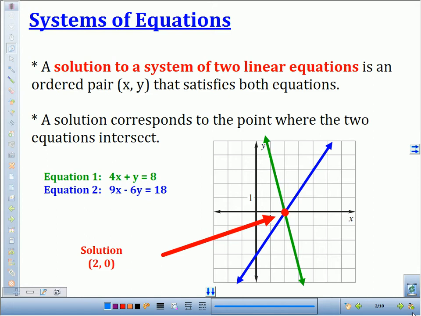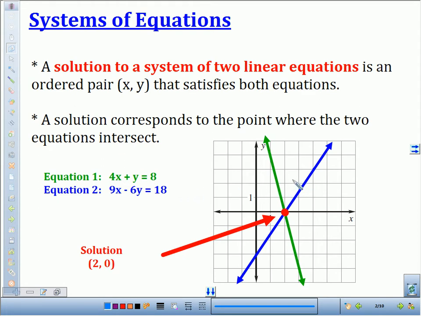Now, to break that down a little bit, a system of two linear equations is essentially two equations that are related. And I can find the solution by finding the point on the graph of both of those lines where they intersect. So, here in this example, I have equation 1 and equation 2. Equation 1 I've graphed in green. Equation 2 I've graphed in blue. And as we can see, these two lines intersect at the point (2, 0). So that is the solution to this system of two linear equations.